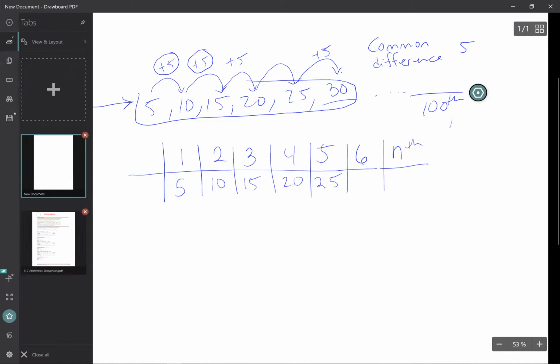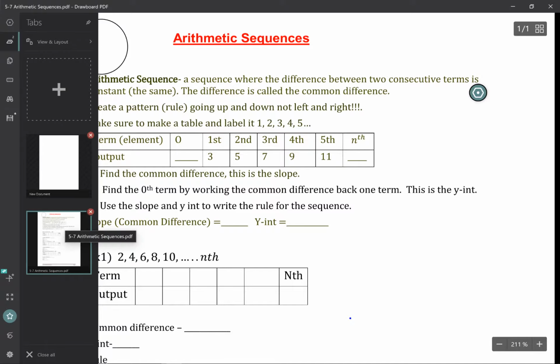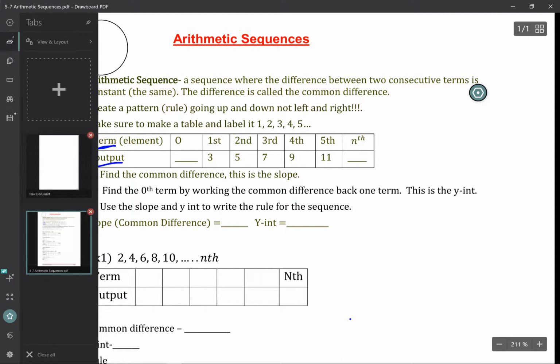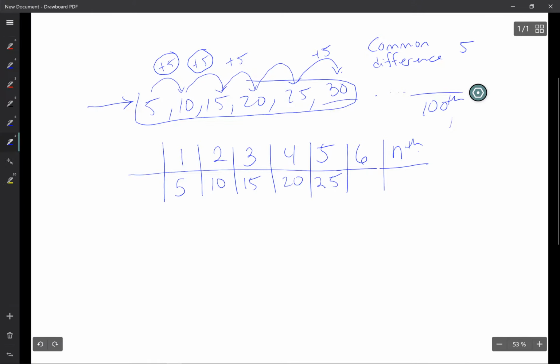Two things real quick. If you look at these notes here, we're going to call it the term and the output. The output's the answer, so don't let that mess with you. This is the term, and this is the output, or another way of saying that is the answer. So what I'm saying here is the first term is 5, the second term is 10, the third term is 15, and so on.